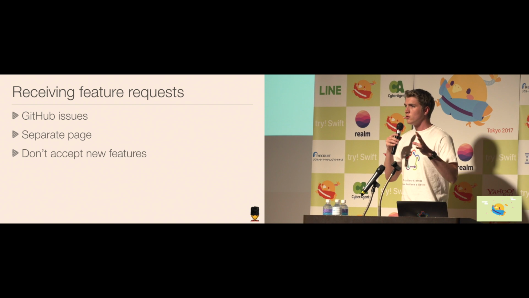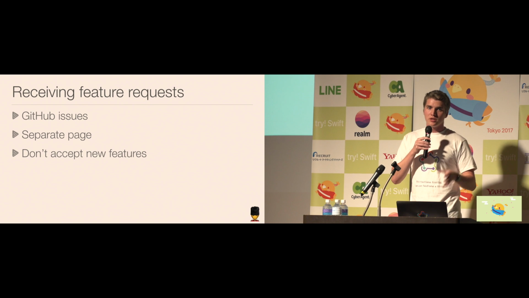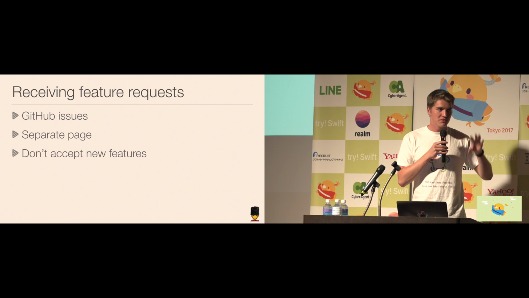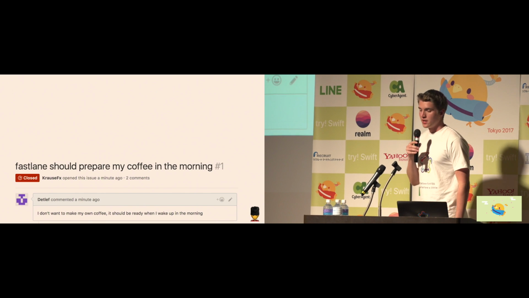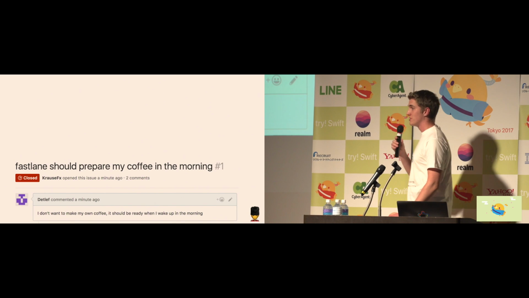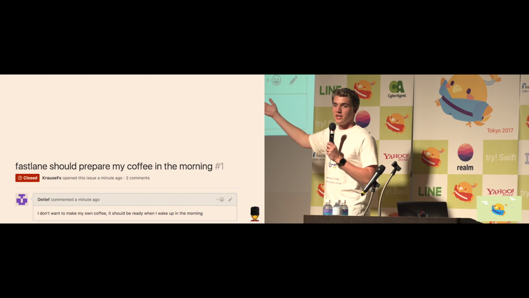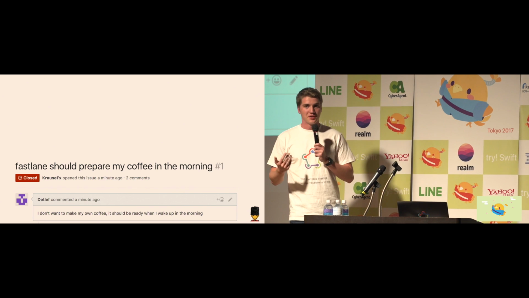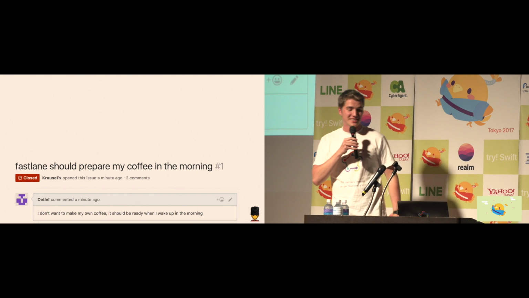And in general, all features have to align with your project vision. So you should have a way to say no to a specific feature request or pull request if you don't agree with them. So for Fastlane, very often the following happened. Somebody says Fastlane should make the coffee in the morning.